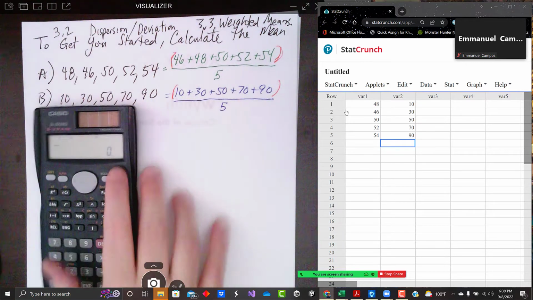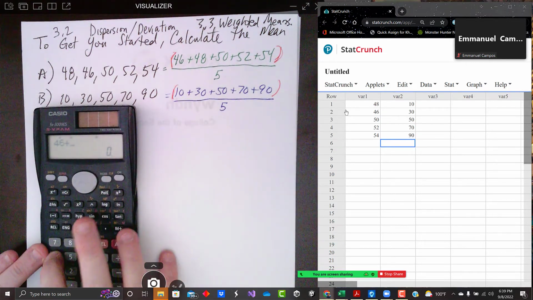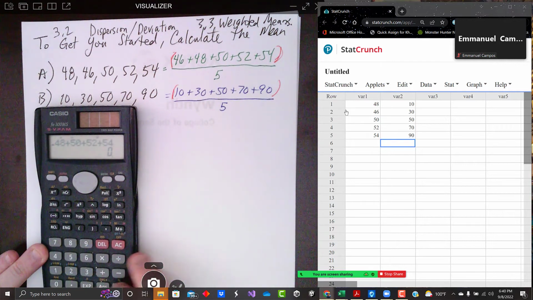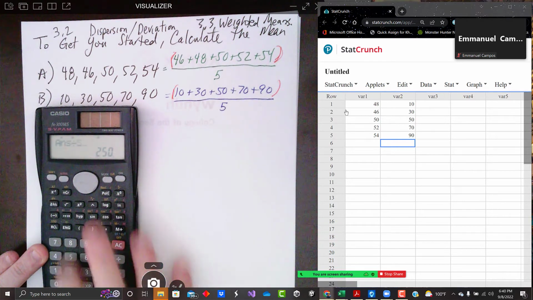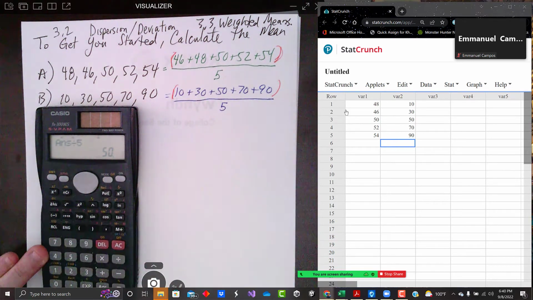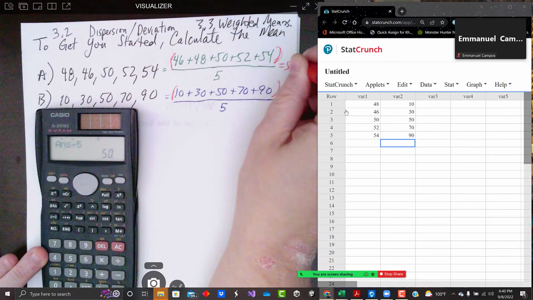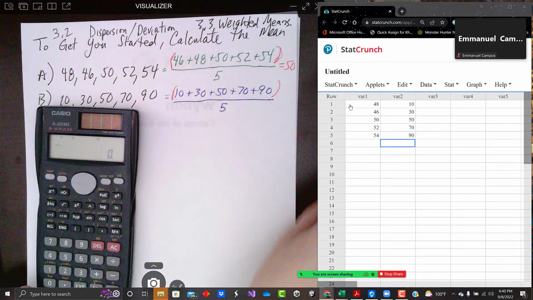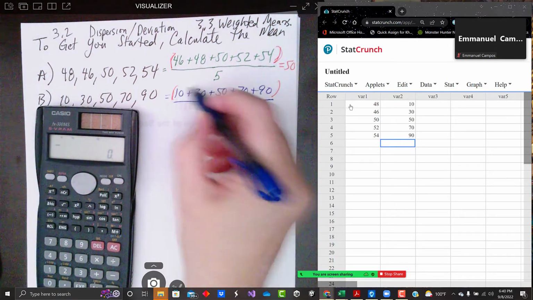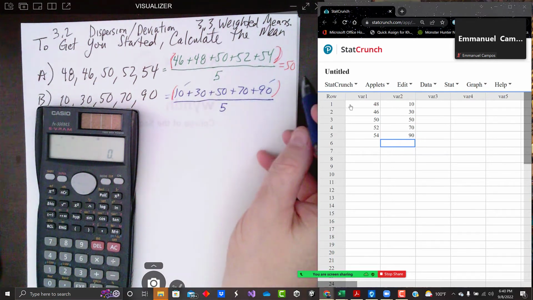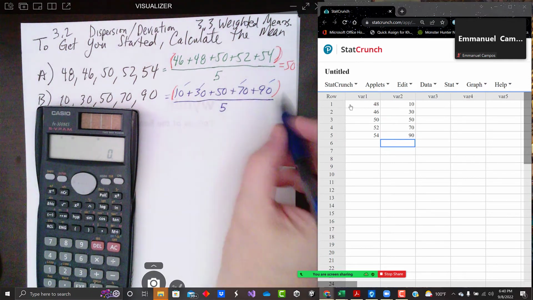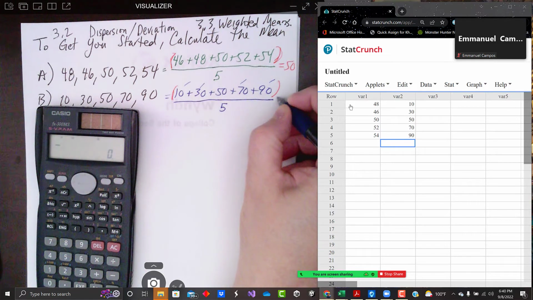So if I do them all on top first, I get 250, and then I divide by 5, and I get 50. If I do the same thing with the second group, 10 and 90 add up to 100. 30 and 70 add up to another 100. That's 200. Plus 50 is 250. 250 divided by 5 is 50.